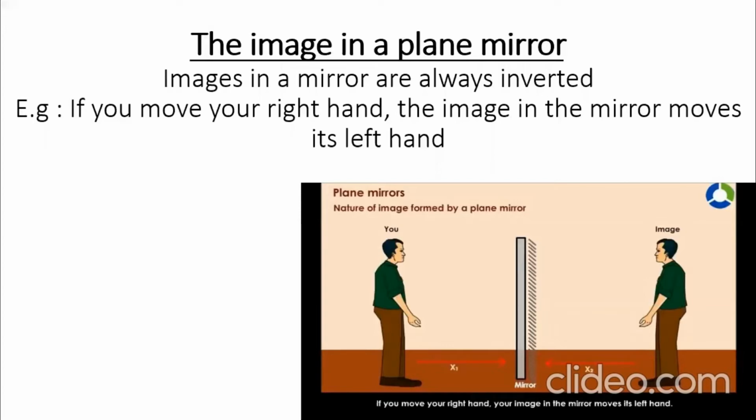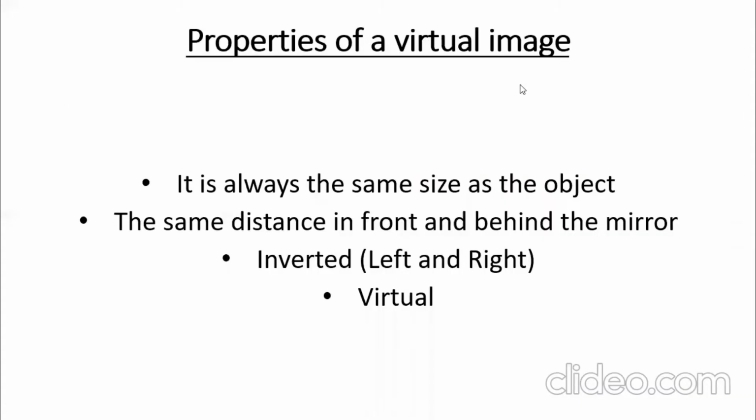The image in the plane mirror. Images in the plane mirror are always inverted, so whenever you move your right hand, the image in the mirror will show that it's your left hand. Now, the properties of a virtual image: it is always the same size as the object, and the distance in front and behind the mirror is always the same. So if I'm 30 cm or 50 cm away from the mirror, behind the mirror it will also be the same distance, and it will also be inverted like I showed you just now. And it's virtual, it doesn't exist.